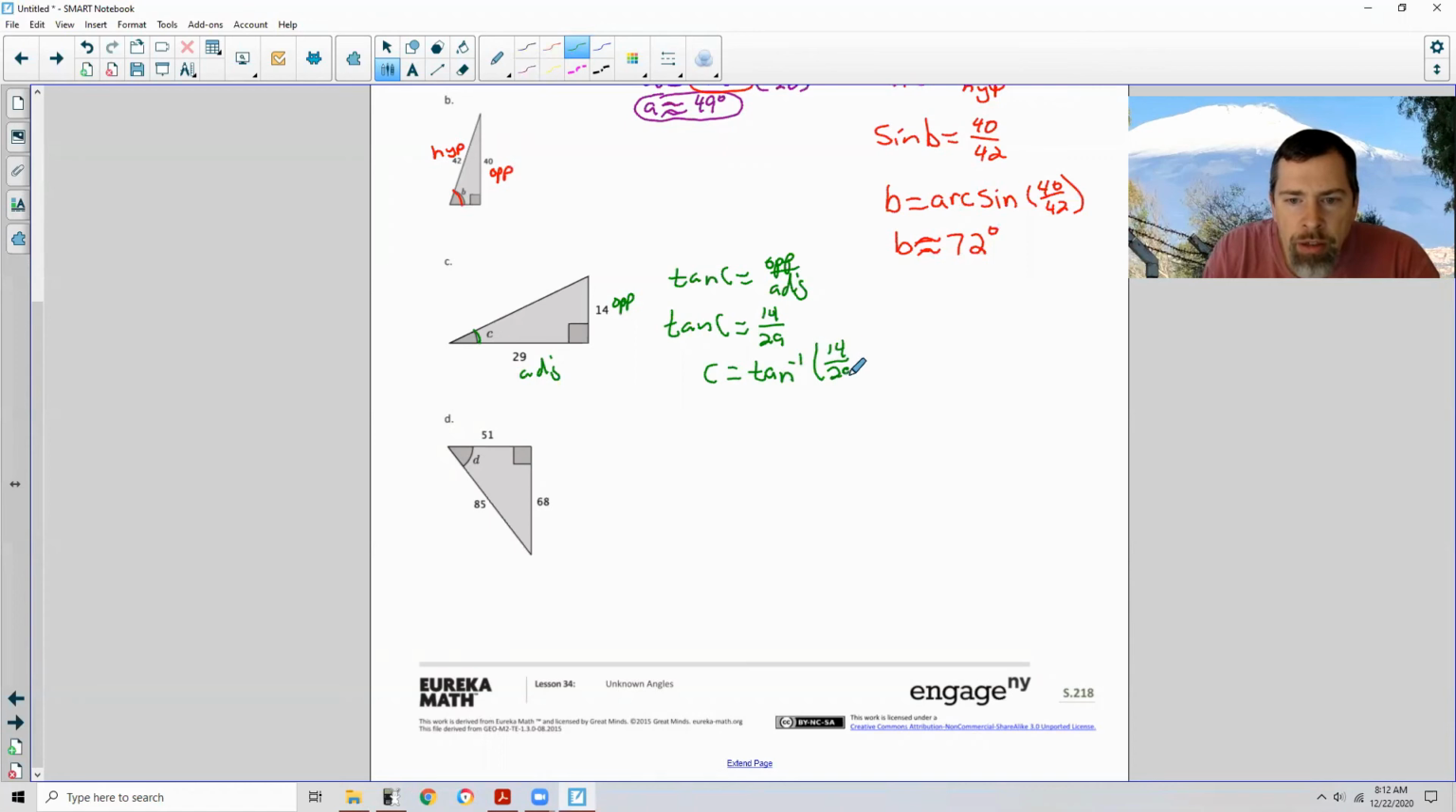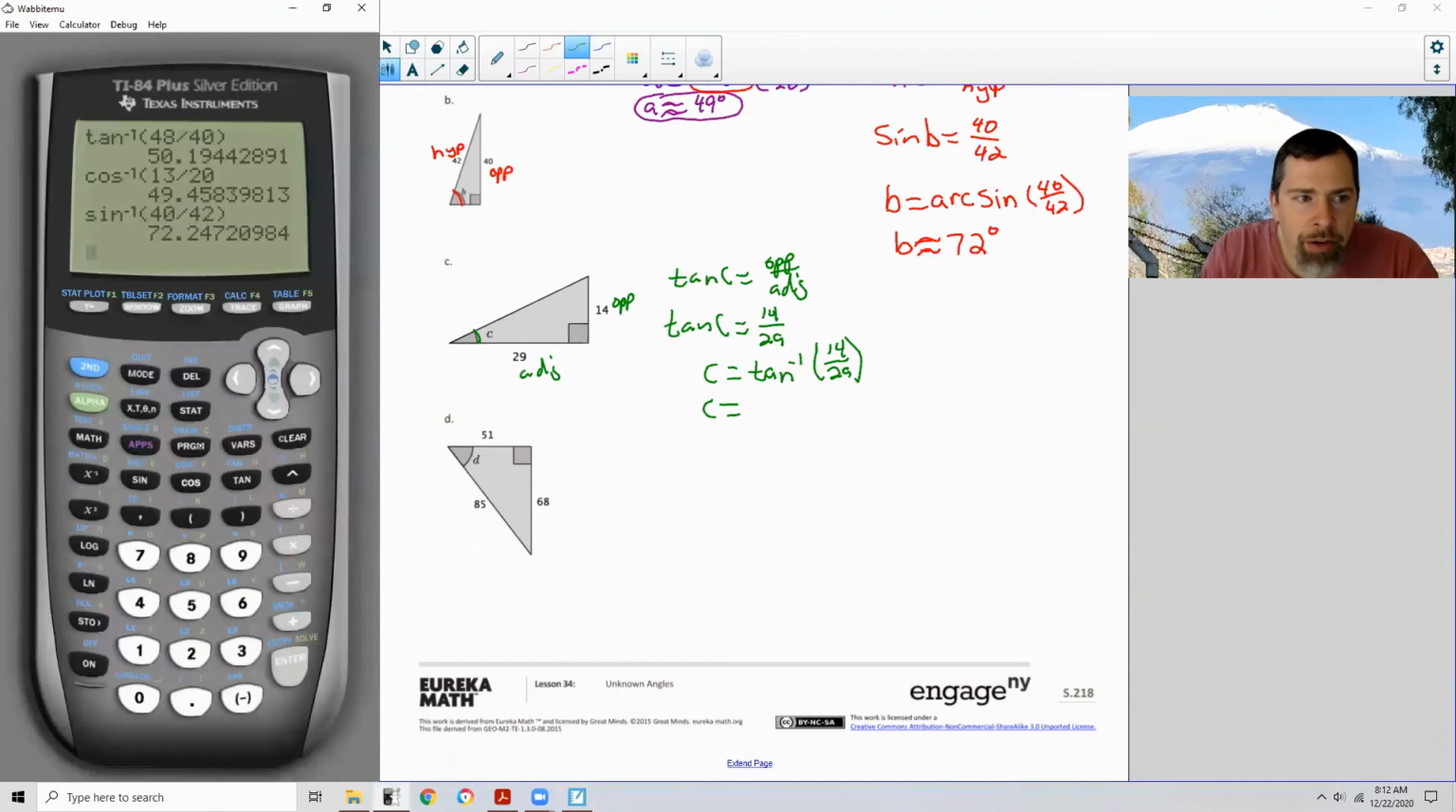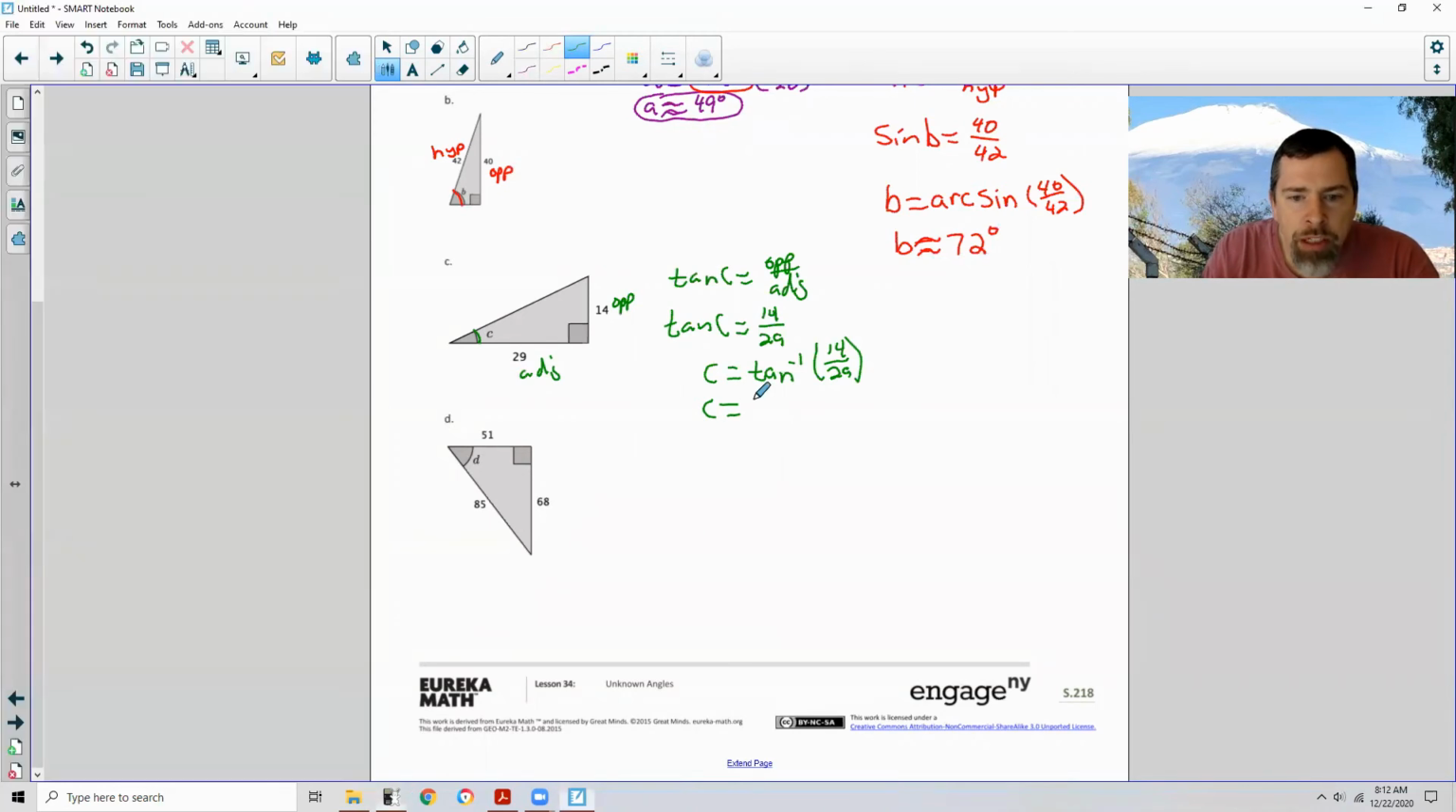I don't ever write arctan when I'm doing my problems. And C equals, and I go to my calculator and I hit second, tan 14 divide 29, enter, and I get 25.7, more than 5, round up, approximately. I always forget to put approximations. Approximately 26 degrees.